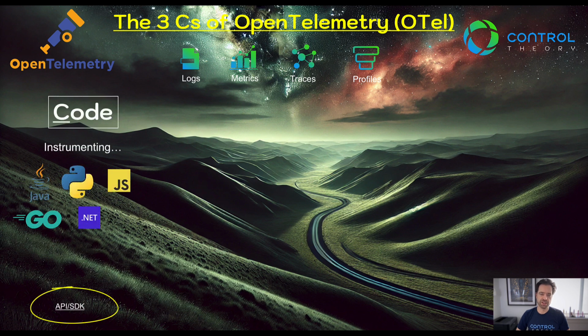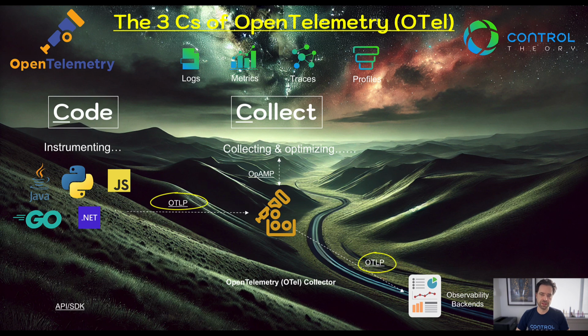APIs and SDKs to support code instrumentation, protocols such as OTLP, the OpenTelemetry protocol, to support the export and transmission of telemetry to the collector or to an observability backend, and a protocol called OpAMP, the Open Agent Management Protocol, for managing the health and configurations of your collectors at scale, sometimes known as fleet management.